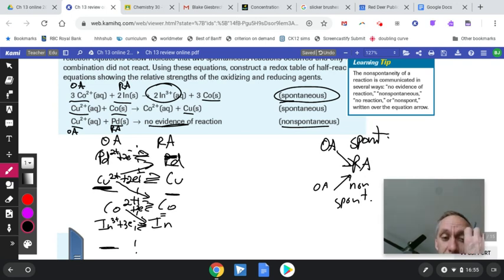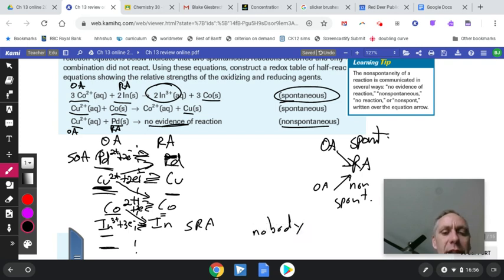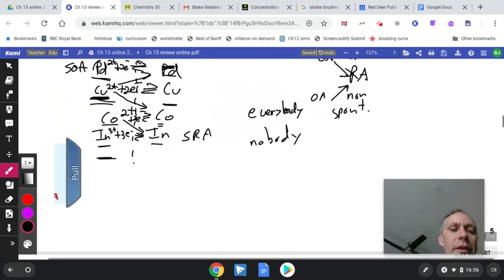So there's our table of relative strengths. Strongest oxidizing agent, strongest reducing agent. Palladium, then copper 2 plus, cobalt 2 plus, indium 3 plus, weakest oxidizing agent. So then I could ask you all kinds of questions. Who would indium 3 plus react with? And you would say, nobody. Who would palladium 2 plus react with? Everybody. Strongest oxidizing agent. What about indium? Who would it react with? Everybody. It's the strongest reducing agent. Okay, moving on.